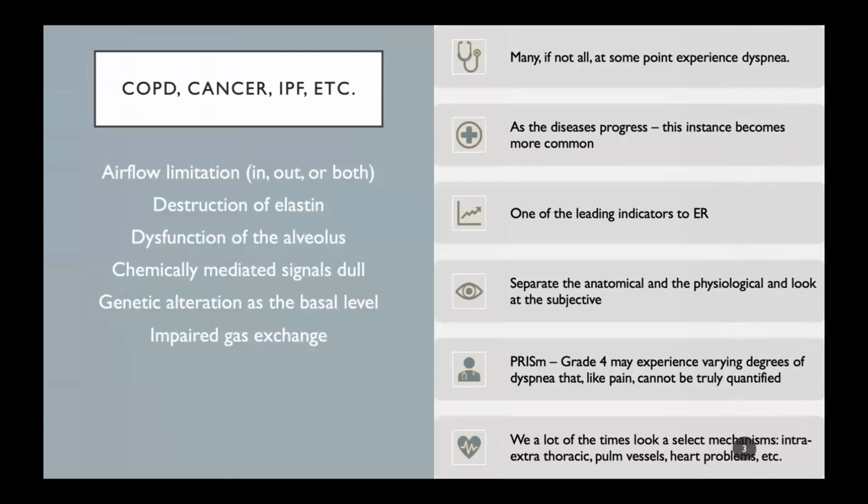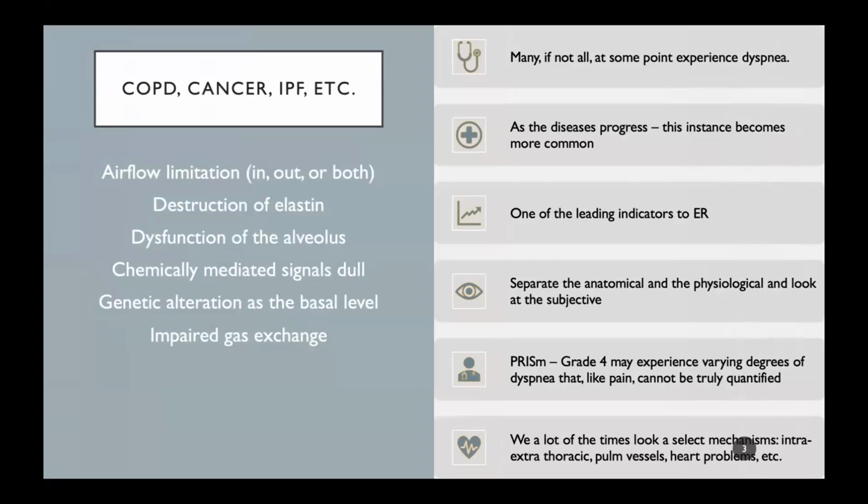COPD, cancer, idiopathic pulmonary fibrosis, on and on and on, right? Chronic diseases. What do those all have in common? Many, if not all of them, at some point are going to experience some type of dyspnea, shortness of breath.